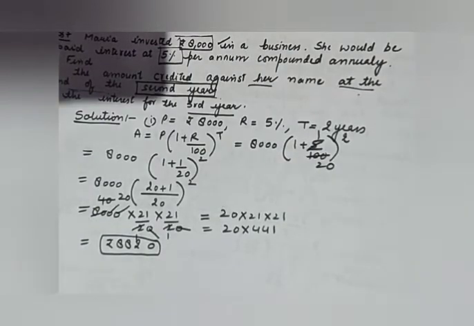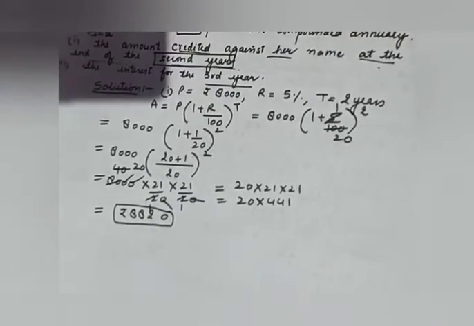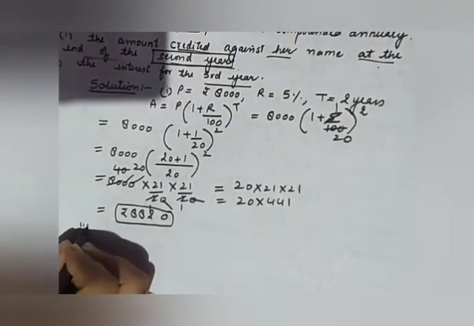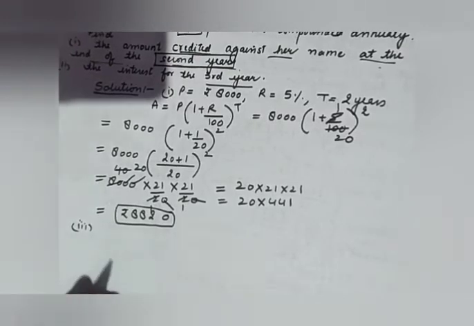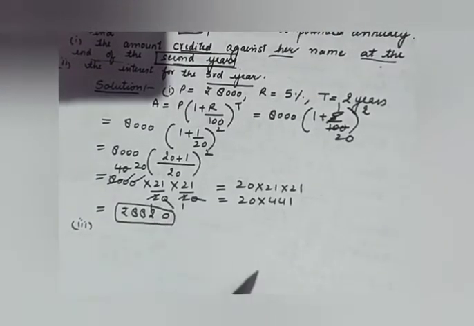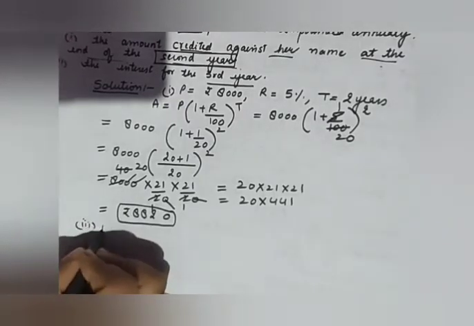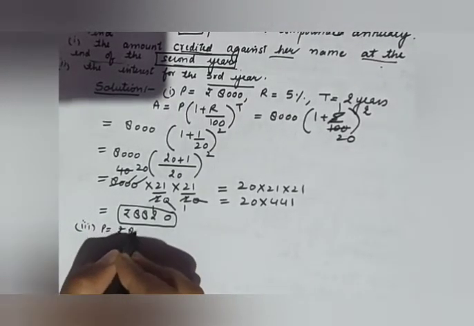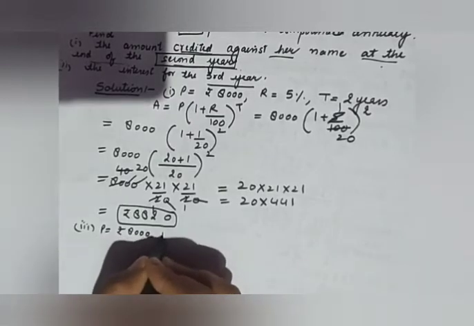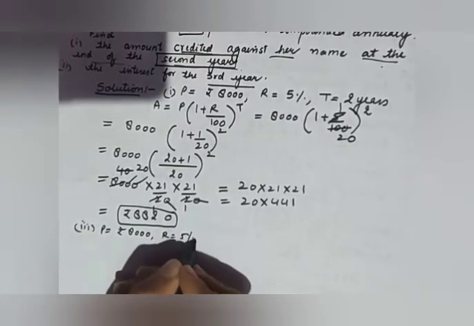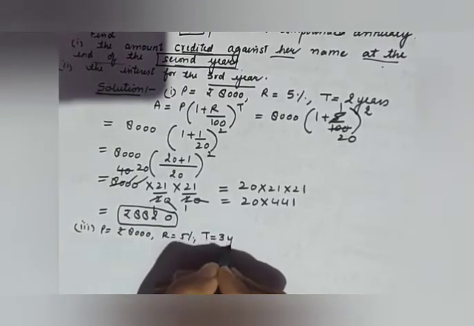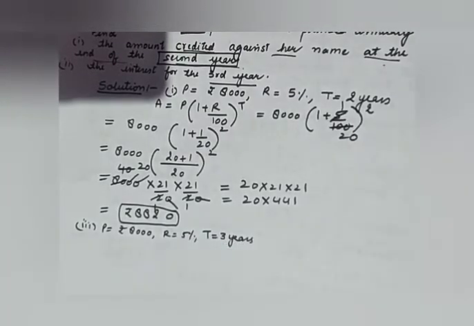Now we have to calculate one more thing, that is interest for the third year. So beta, if I calculate the amount for the third year and subtract the amount for the second year from the amount of the third year, I will be getting my interest. Okay, so for the second part I will again find out my amount here, but here I will take my time as 3 years.